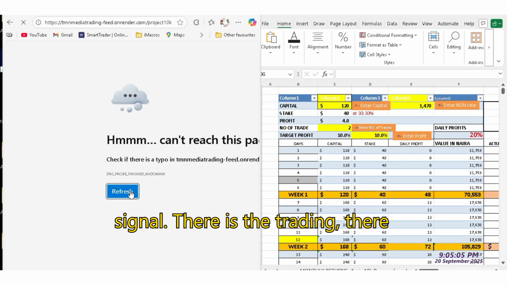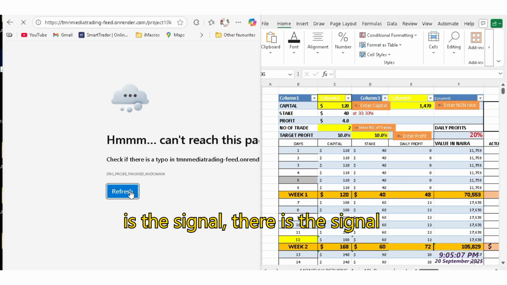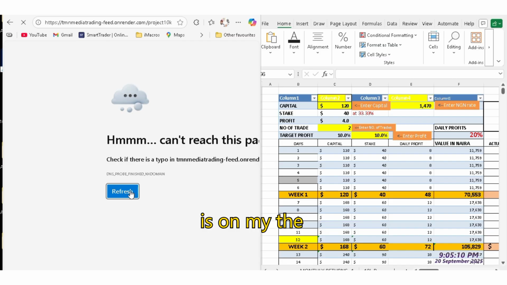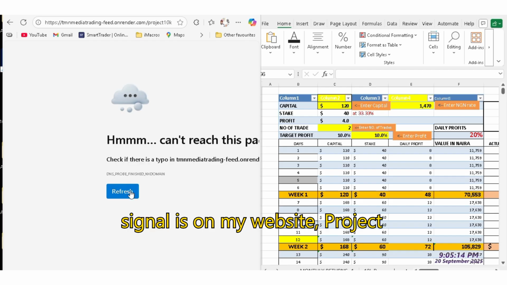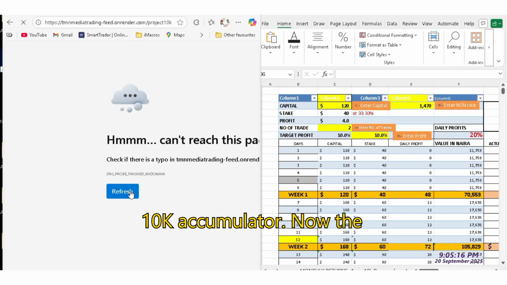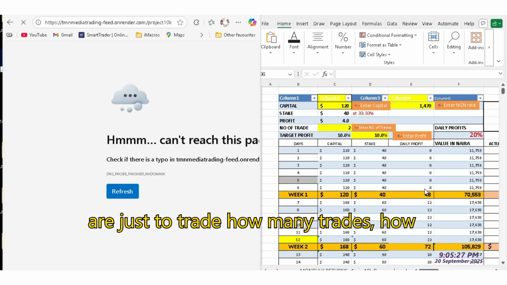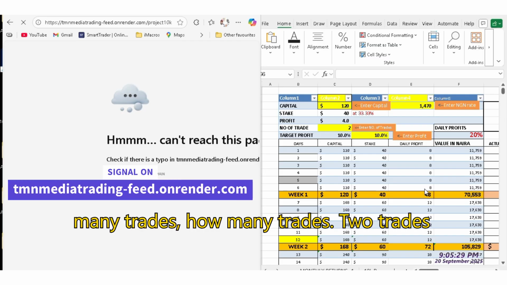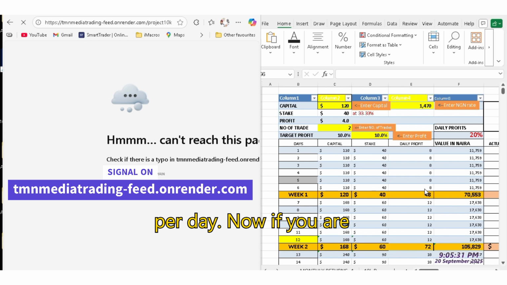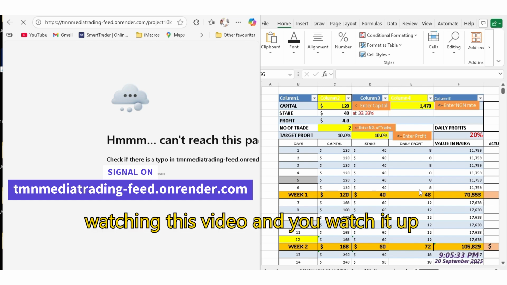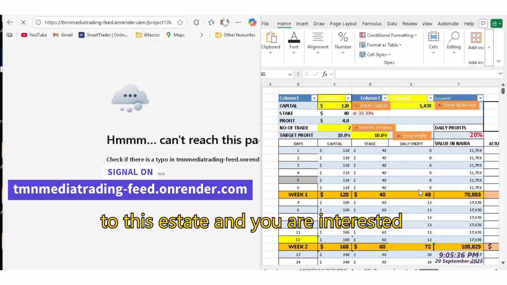There is the trading and there is the signal. The signal is on my website, Project 10K Accumulator. The trading itself is on Deriv. You are supposed to just wait for the signal and click enter. How many trades? 2 trades per day.